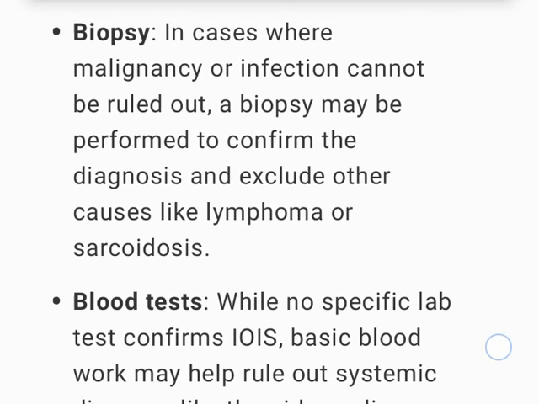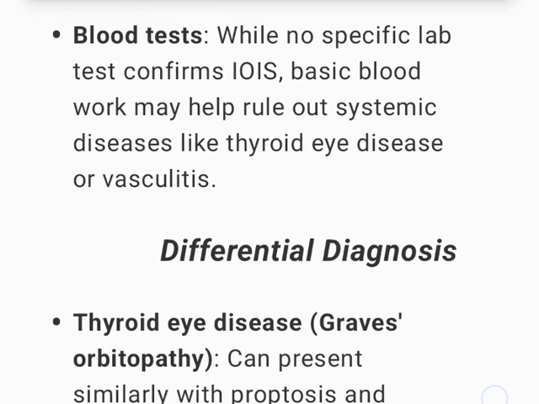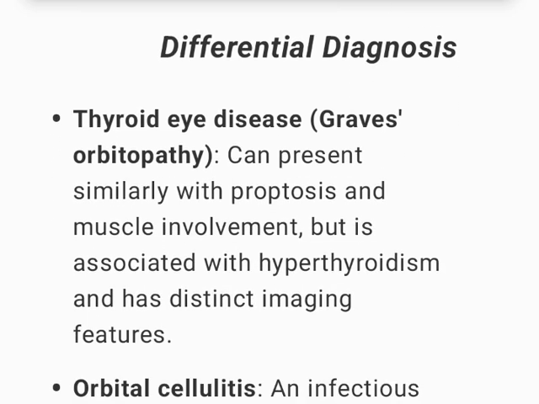CT scans may reveal thickened extraocular muscles, lacrimal gland swelling, or diffuse inflammation. Biopsy. In cases where malignancy or infection cannot be ruled out, a biopsy may be performed to confirm the diagnosis and exclude other causes like lymphoma or sarcoidosis. Blood tests. While no specific lab test confirms IOIS, basic blood work may help rule out systemic diseases like thyroid eye disease or vasculitis.